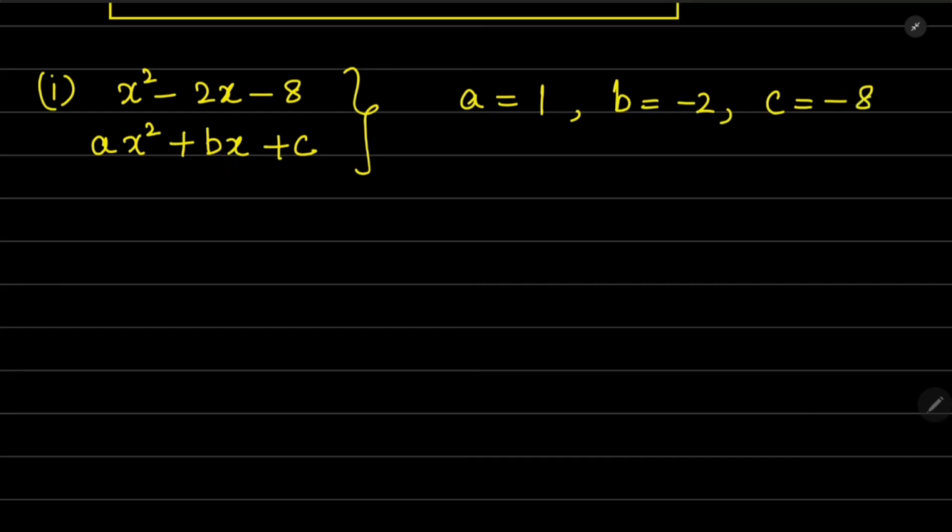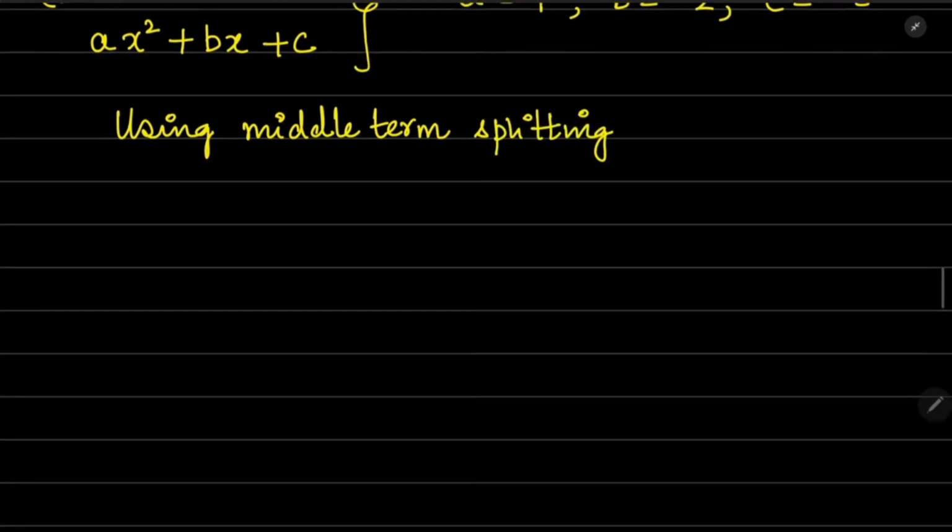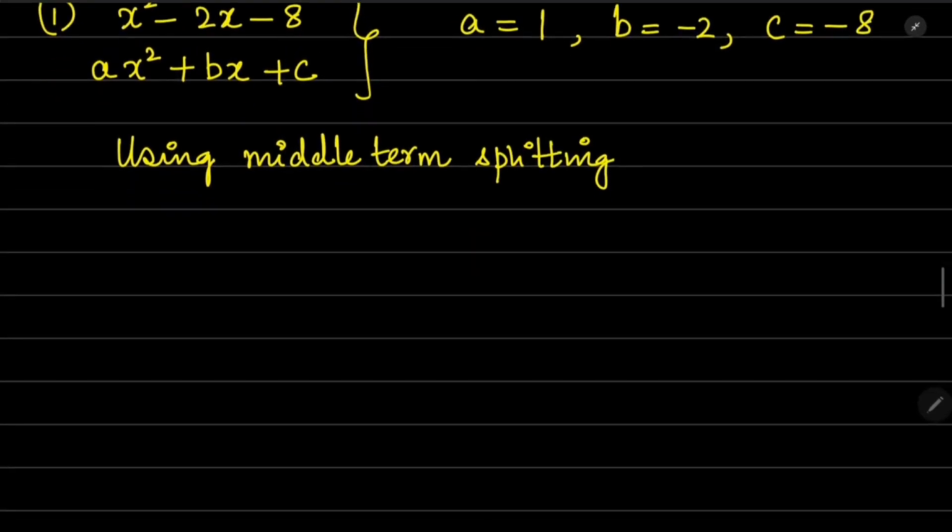Now, we have to find the zeros of it, isn't it? So you have to factorize it. We have to factorize it using middle term splitting. This is a method. I will tell you what it is. So the given polynomial, let us write the given polynomial x square minus 2x minus 8 equal to 0. Because we are finding out the zeros, let us equate it to 0.